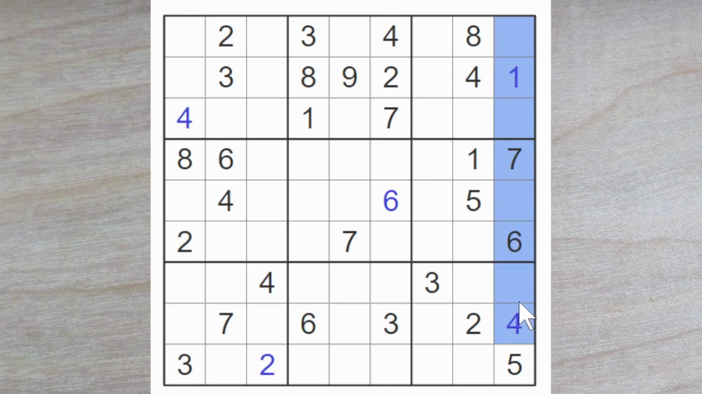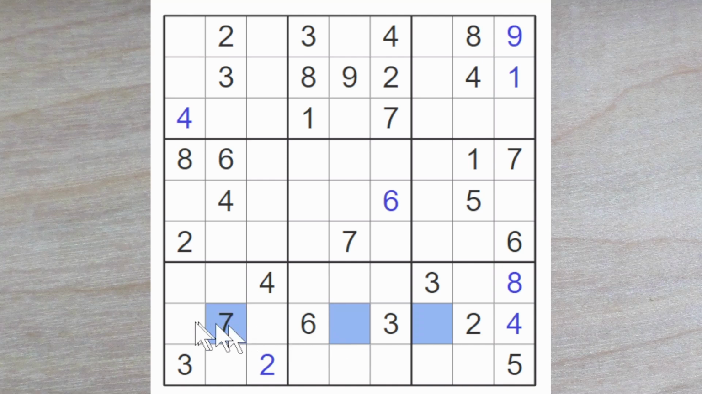2, 3, 8, 9, now for column 9: 2, 3, 8, 9, 2, 3, 8, so this is a 9. 2, 3, 8, 2, 3, 8. 2 must go here or here. Oh, a 2 and a 3 can't go here, so this is, of course, an 8, and this is a 2, 3.